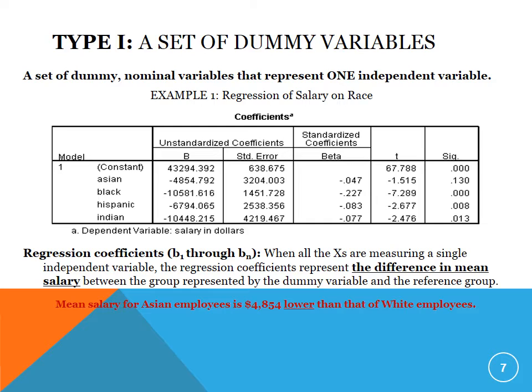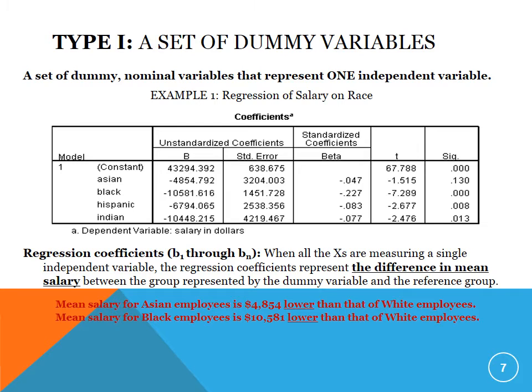So you see the Asian value there, and right beside it, under standardized coefficients, we see the number -4854. And so that's telling us, as we're comparing Asian to the reference group, which we now know is white, that Asians make about $4,800 less than white employees. So what do you think the black regression coefficient is telling us?